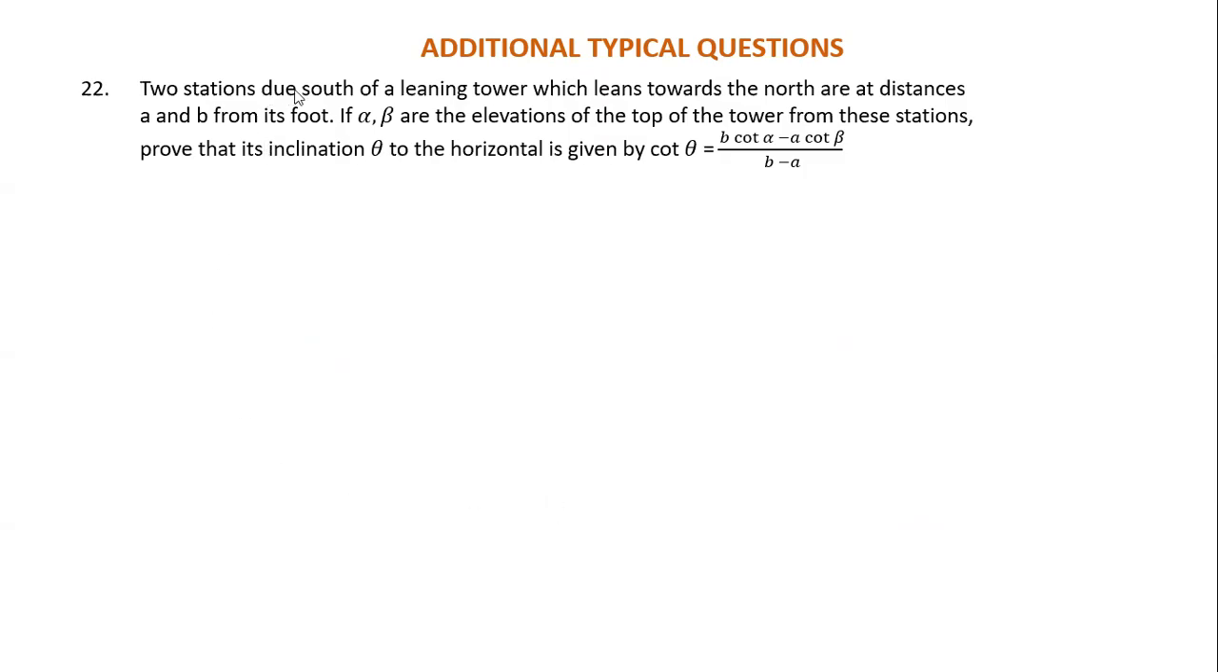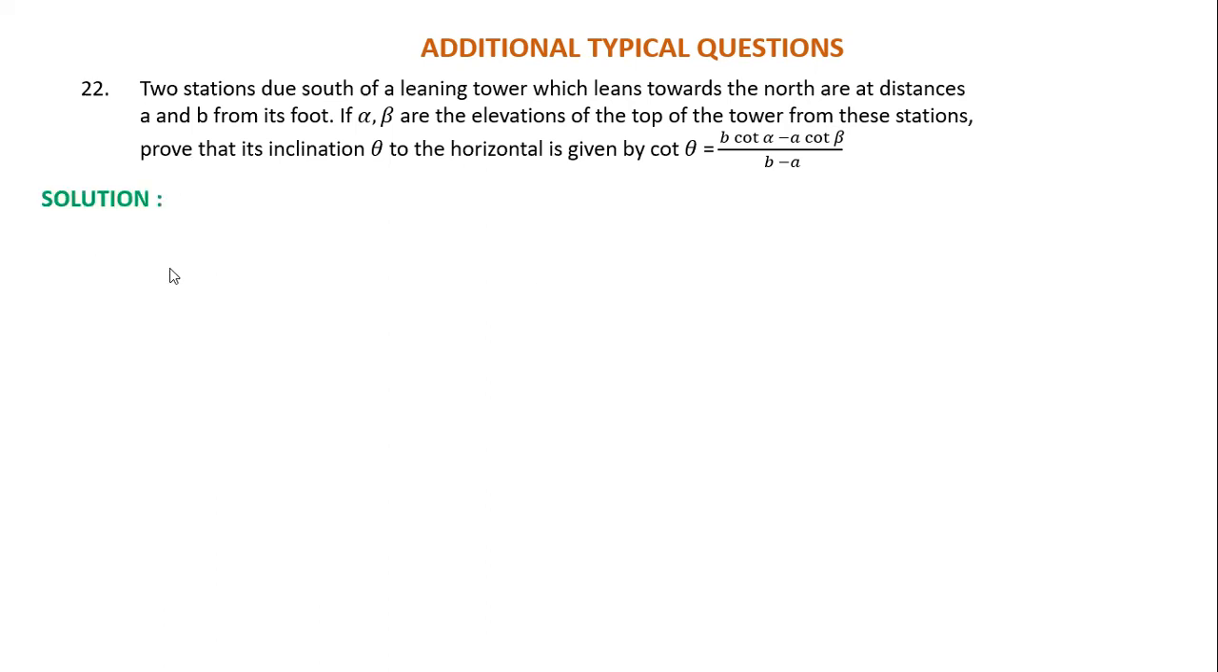Two stations due south of the leaning tower, which leans towards the north, are at distances of A and B from its foot. If alpha and beta are the elevations of the top of the tower from these stations, prove that its inclination theta to the horizontal is given by this. Now this figure is a little difficult.